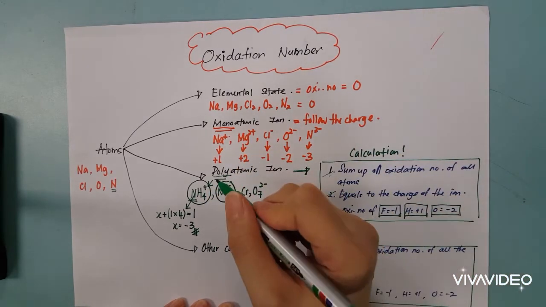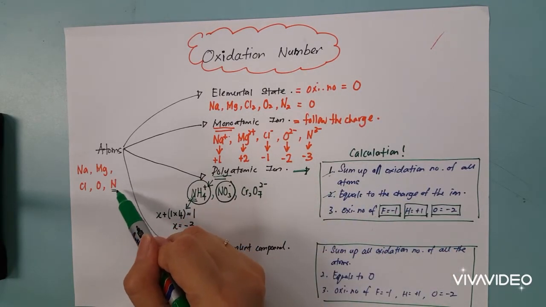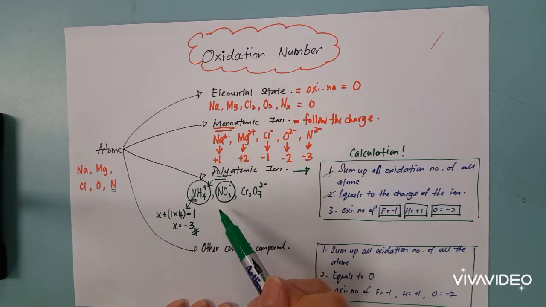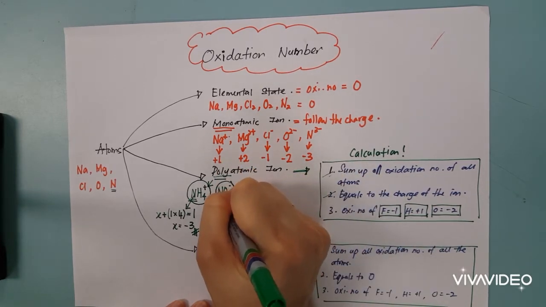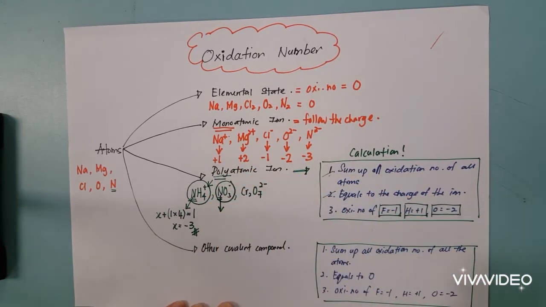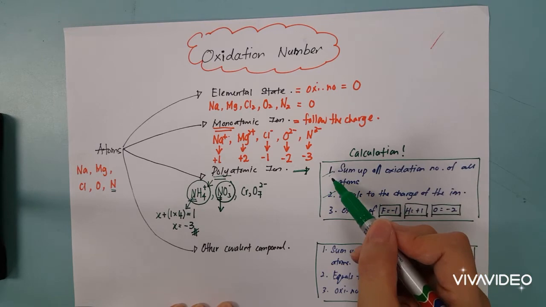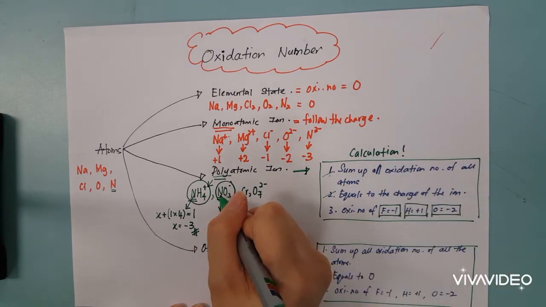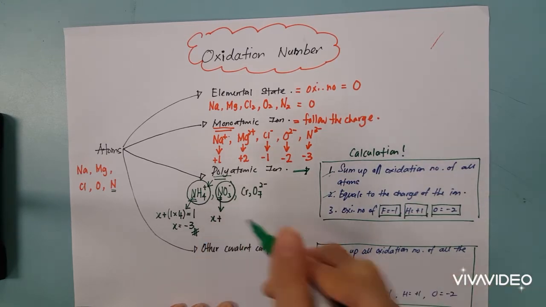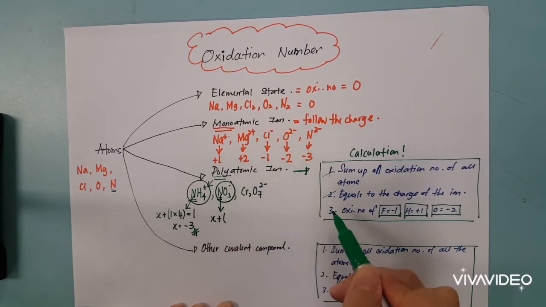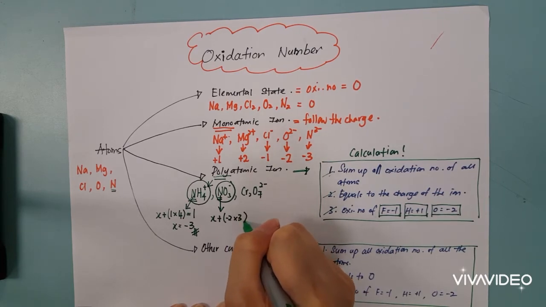NO3 minus. Now in this NO3 minus, let's say in another situation, I have atom M. It reacts with oxygen and forms a polyatomic ion, NO3 minus. The question might ask you, in this polyatomic ion, what is the oxidation number of nitrogen? To find this, you have to solve by calculation. Following step number 1, I will sum up all the oxidation numbers. So N has an unknown oxidation number, I just use X, plus the oxidation number of oxygen, according to rule 3, is always -2, and I have 3 of them.